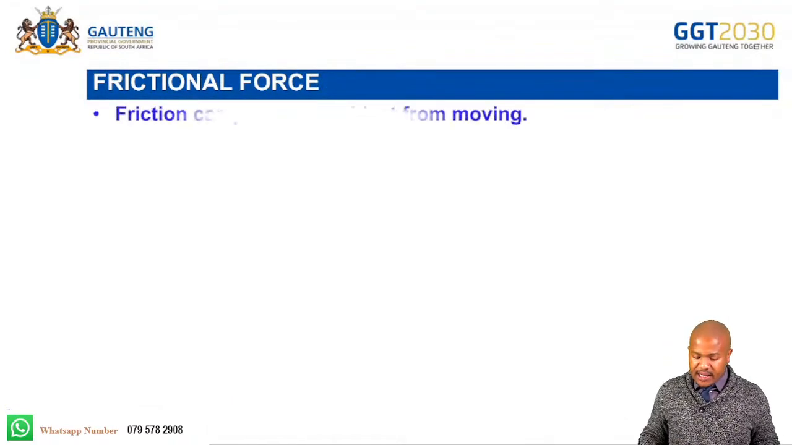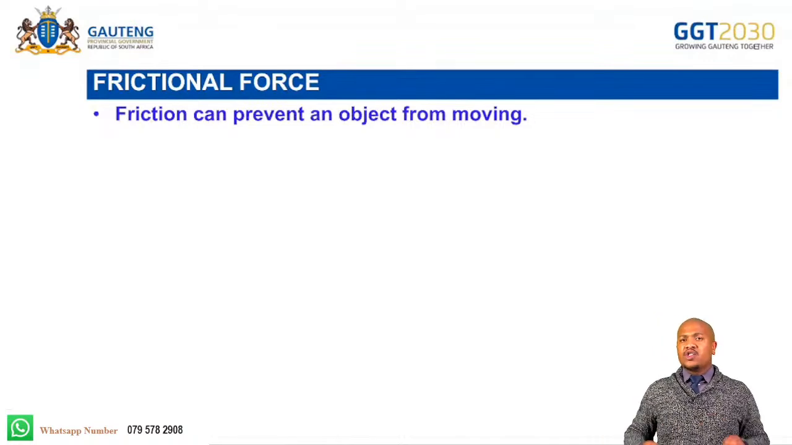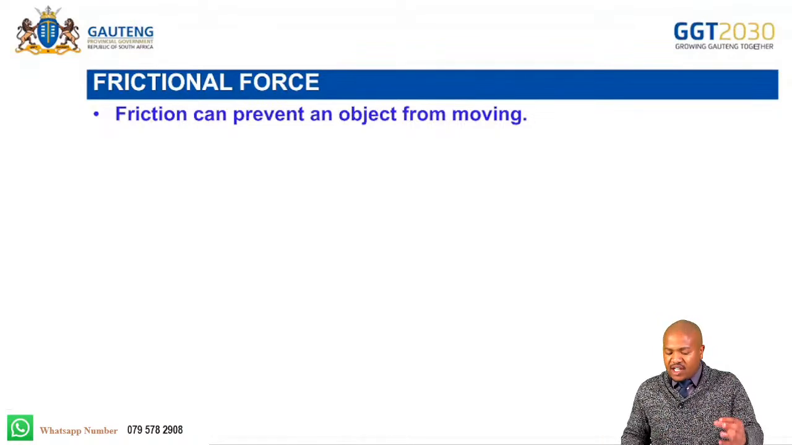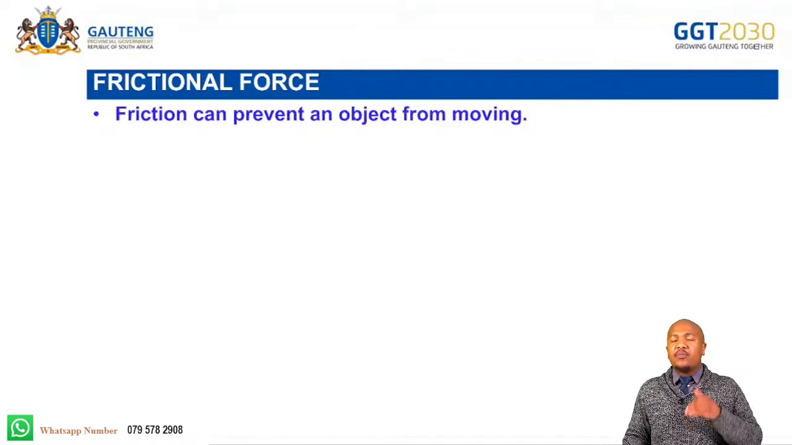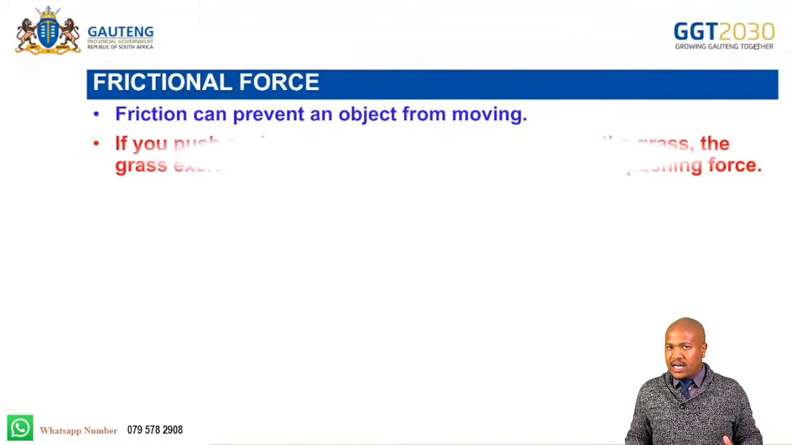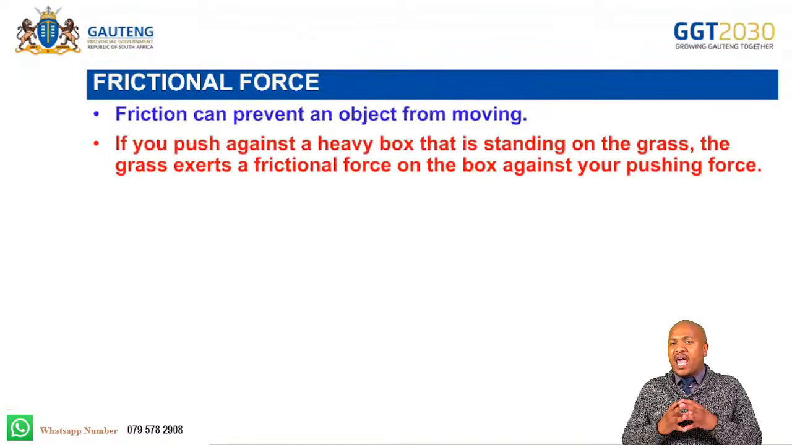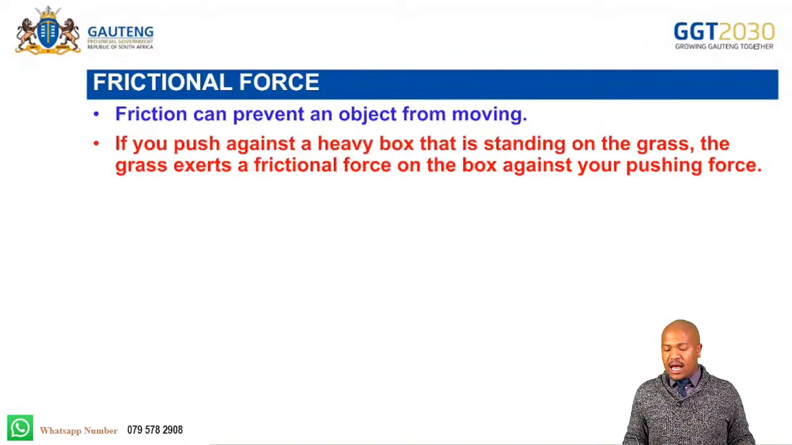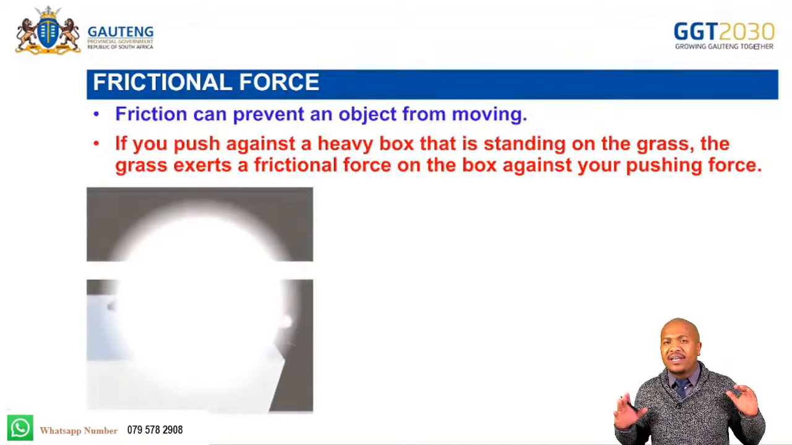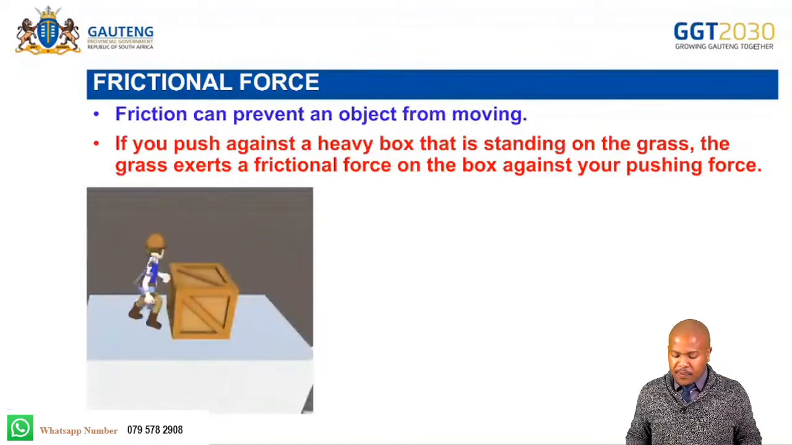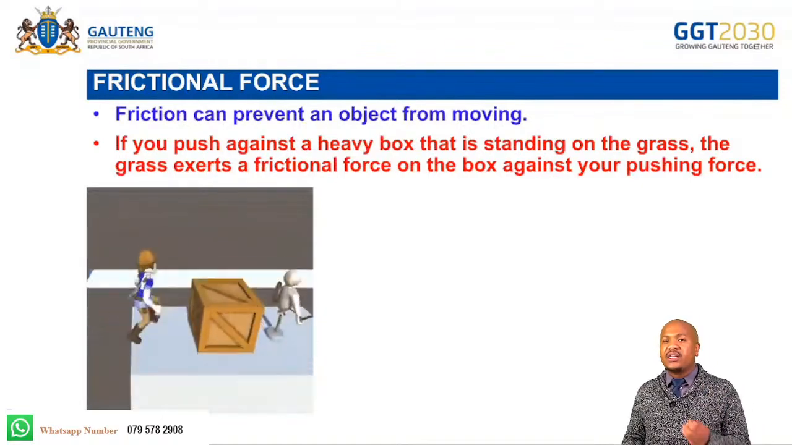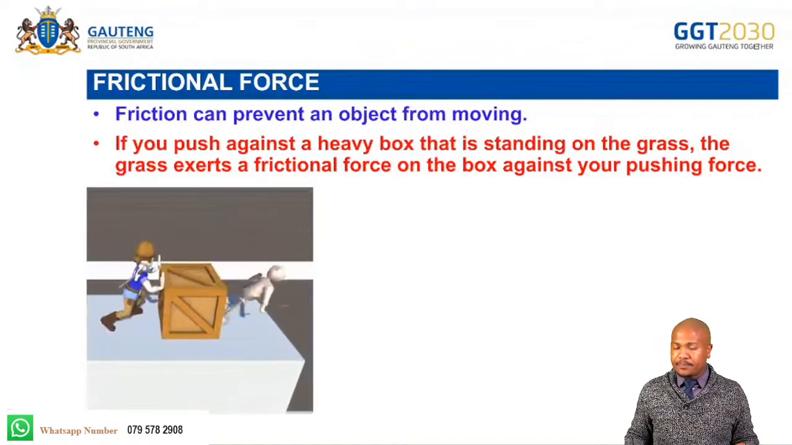Right, so let's look at another example of this frictional force. So frictional force obviously can prevent objects from falling. Not only falling, it can also prevent objects from moving. So if you push against a heavy box that is standing on the grass, the grass exerts a frictional force on the box against your pushing. Hence the pushing becomes harder and harder, and you get tired as you push. This is because of the frictional force between the grass and the box.